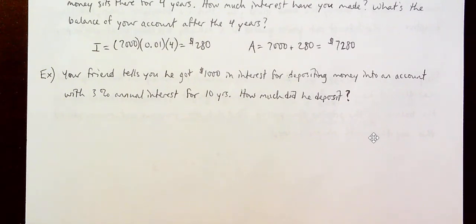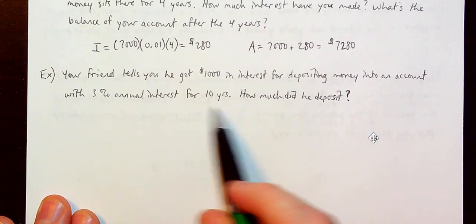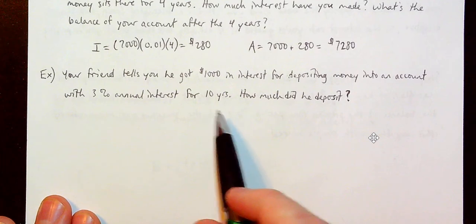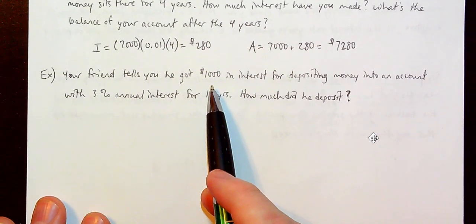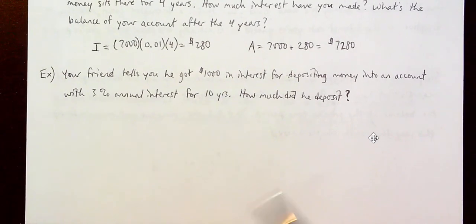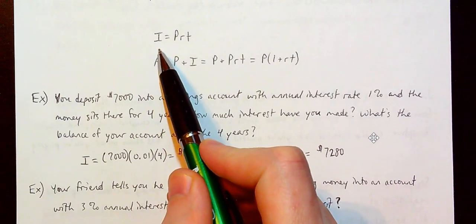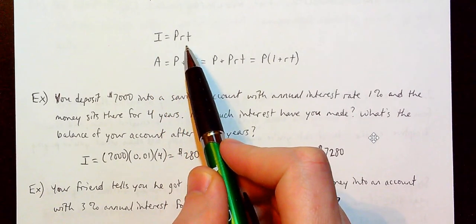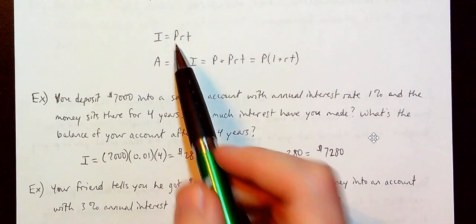So we know the annual interest rate. There's that 3%. We know for how long. We know that time. We know how much interest he got, but we don't know how much money he put in at the start. Well, if we look at our formulas, I know R, I know T. I can then solve for P.